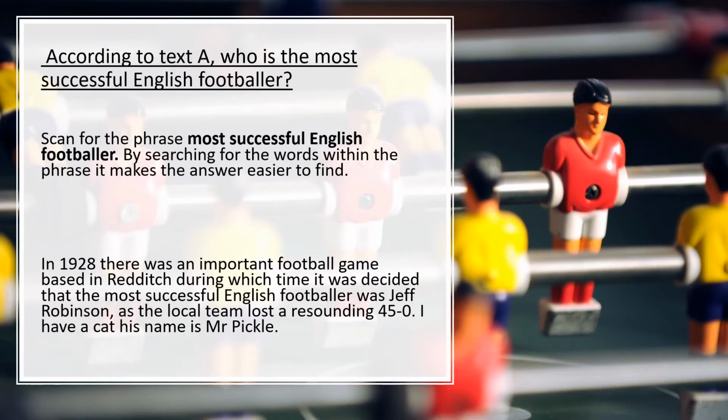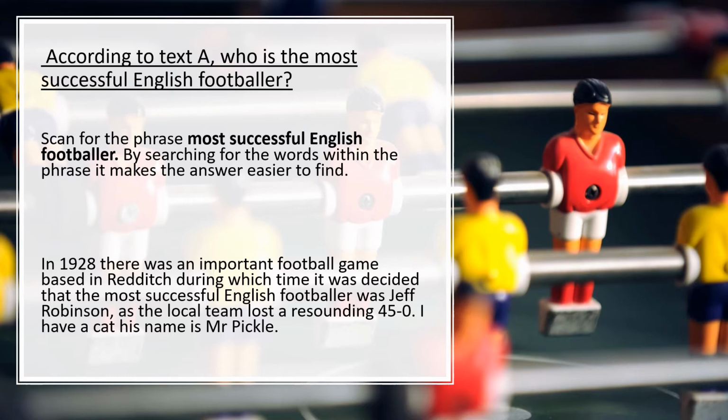A very common question will be the kind of question that asks you to get a certain piece of information from a text. So instead of rereading the whole text, it's good to just scan for the phrase that is loaded with that question. So in this one, it's who is the most successful English footballer. So take apart that phrase or something that has a similar meaning and just search for it. And you should be able to find it in the text.